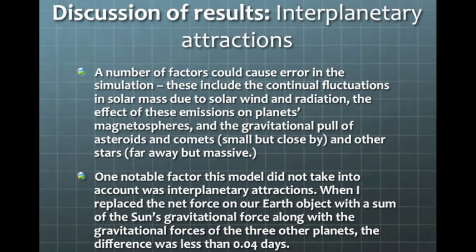And so when I replaced the net force on our Earth object, we equated F-grav to F-net in the syntax that I was showing you earlier. But when I add the Sun's gravitational force to the gravitational forces of the 3 other planets, calculated the same way, and add it together to make the net force on Earth, the difference for the number of days in a year was less than 0.04 days, so that's going to be a negligible effect on the Earth at least.